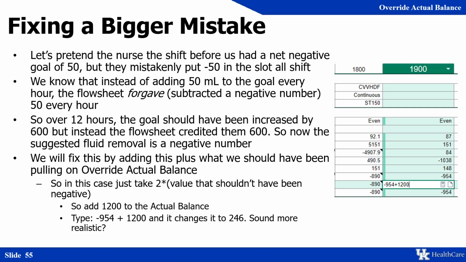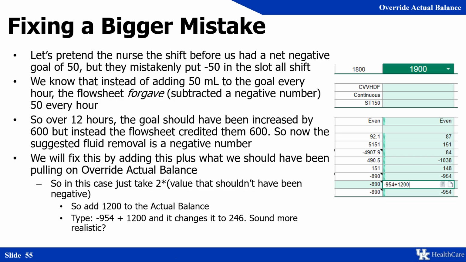And this is a hypothetical because there are so many different ways this could go. Let's pretend that the nurse before us had a net negative goal of 50, but they put negative 50 in as the goal. We know that is going to push our numbers in the wrong direction because it's going to subtract that number from our goal instead of adding it. So we're going to take 50 times 12 to get rid of that accidental subtracting of 50. And then we're going to do it a second time so that we're out of the negative numbers and into the positive numbers. So you take 50 times 12, times 2, and that ends up being 1200 mLs.